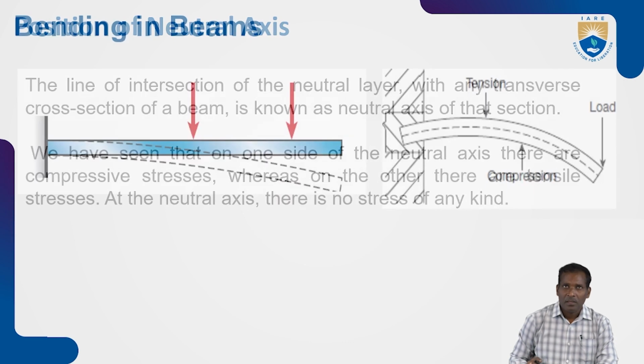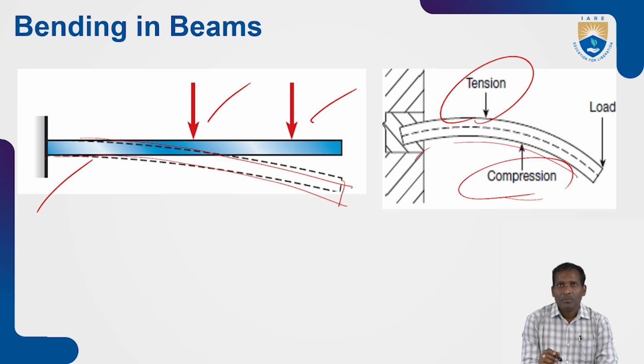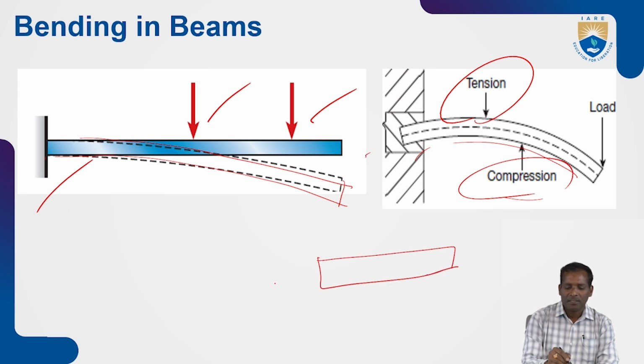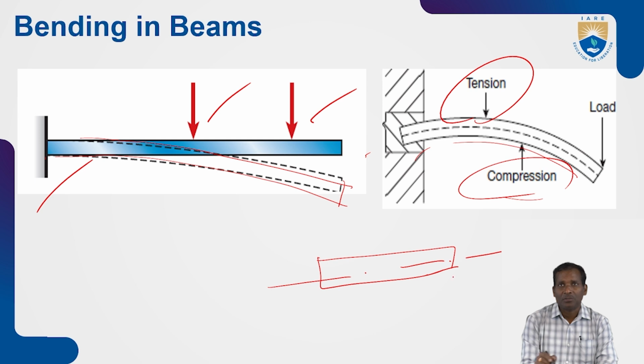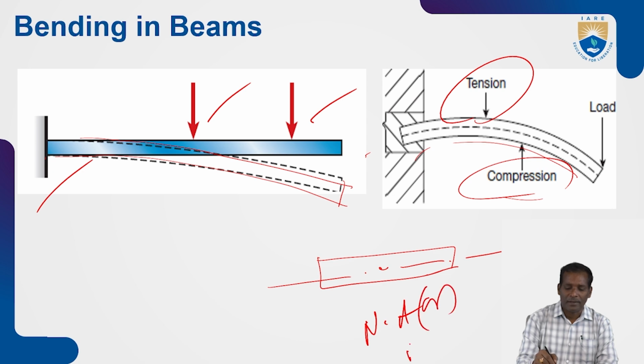See, in this, the location of neutral axis. Suppose the beam is like this, the center line passes through the beam, that is called as neutral axis. Why is it neutral? When it's subjected to loading, there is no change in its dimension. So that is called as neutral axis or neutral layer.